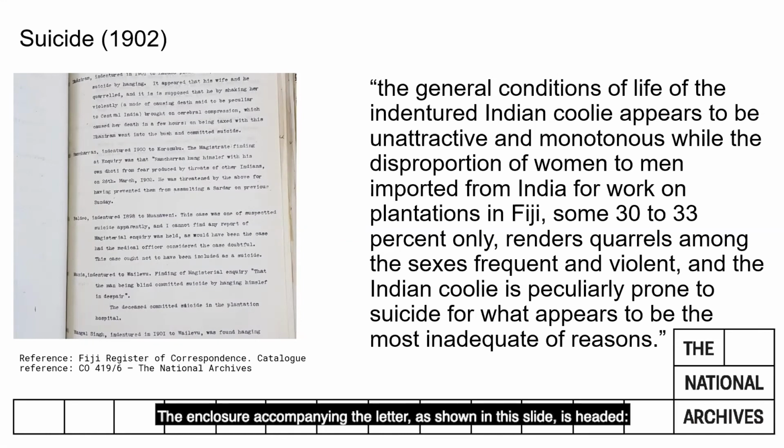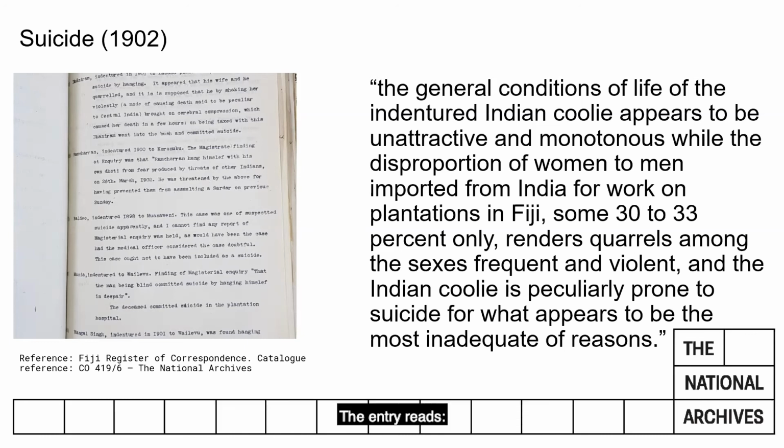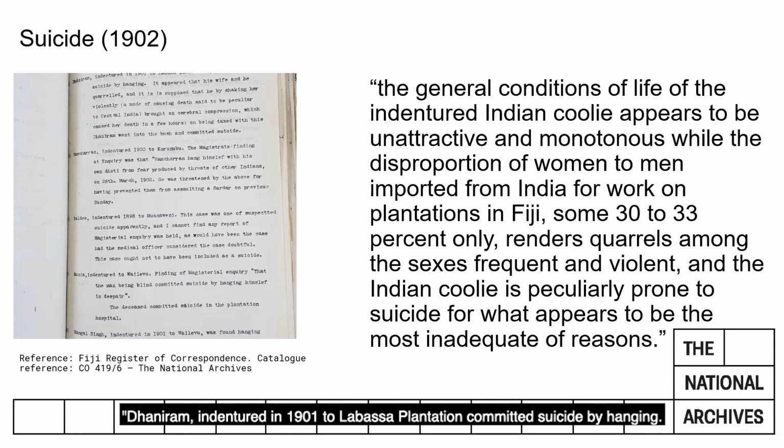The enclosure accompanying the letter, as shown in this slide, is headed Deaths by Suicide. Indentured here includes 6 cases of deaths by suicide. The first case is the case of Dhaniram, who was indentured to the Labasa plantation in 1901 and committed suicide by hanging. The entry reads, Dhaniram, indentured in 1901 to Labasa plantation, committed suicide by hanging.